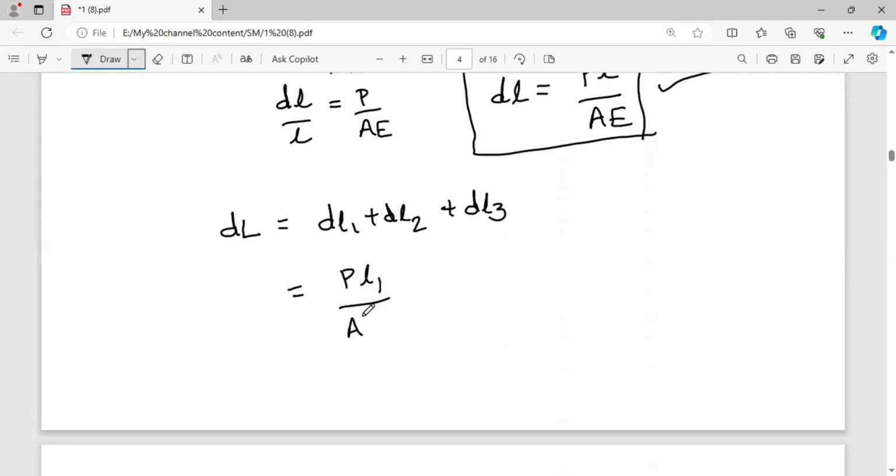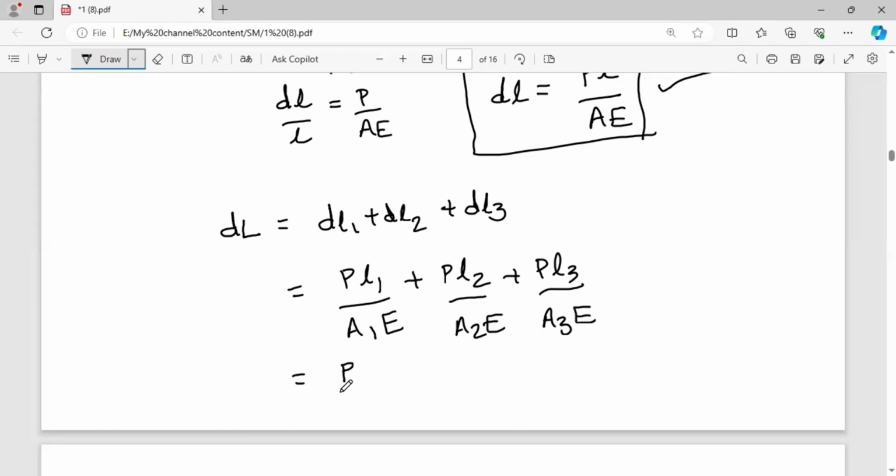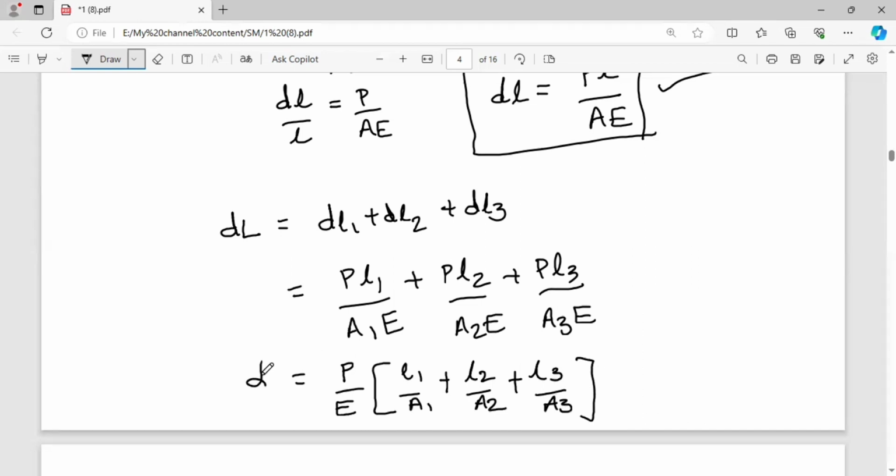Then we can write PL1 by A1E plus PL2 by A2E plus PL3 by A3E. By simplification, P by E is the common term. Then we can write it as P by E into L1 by A1 plus L2 by A2 plus L3 by A3. So the total change in length can be calculated with this relation.